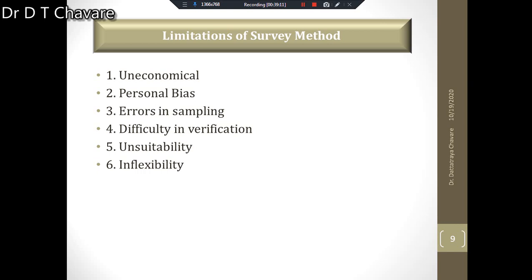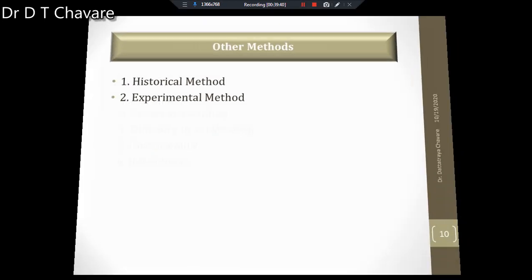In this way, you get half a dozen advantages, and you also have to face half a dozen limitations. What are those? The first limitation is the uneconomical method. Second is personal bias. Third is errors in sampling. Fourth is difficulty in verification. Fifth is unsuitability. And the last is inflexibility. These are the limitations of the survey method.